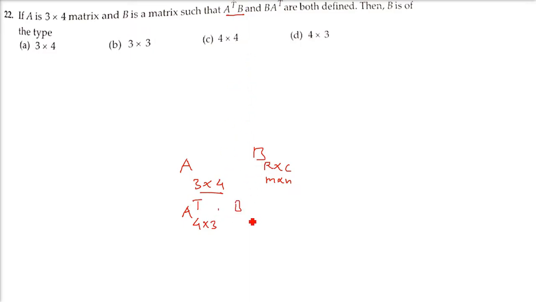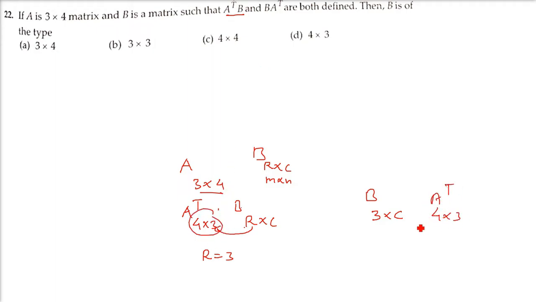Now A transpose into B is defined. So the row of B has to be equal to 3, because the column of A transpose has to be equal to the row of B. Now B into A transpose is also defined. So B is 3 into C. We don't know C. What is A transpose? It is 4 cross 3.